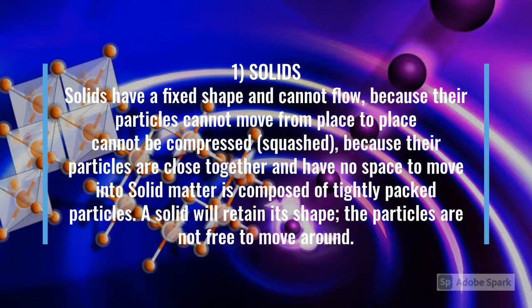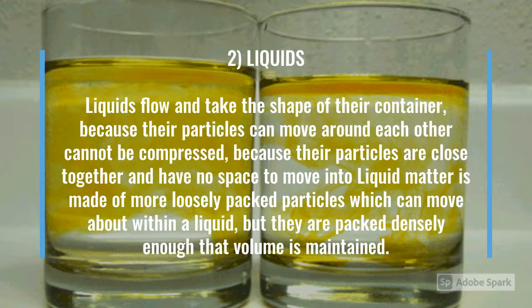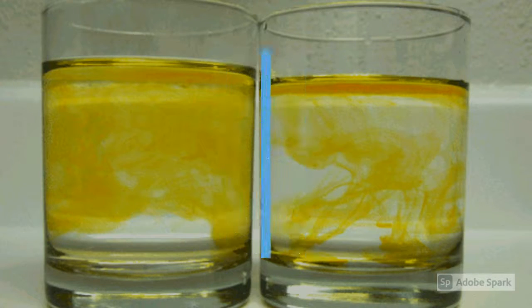Now let's move on to the next phase, that is the liquid phase. Liquid matter is made of more loosely packed particles which can move about within a liquid, but they are packed densely enough that the volume is maintained. Liquids flow and take the shape of their container, and this is shown in the animation video here.